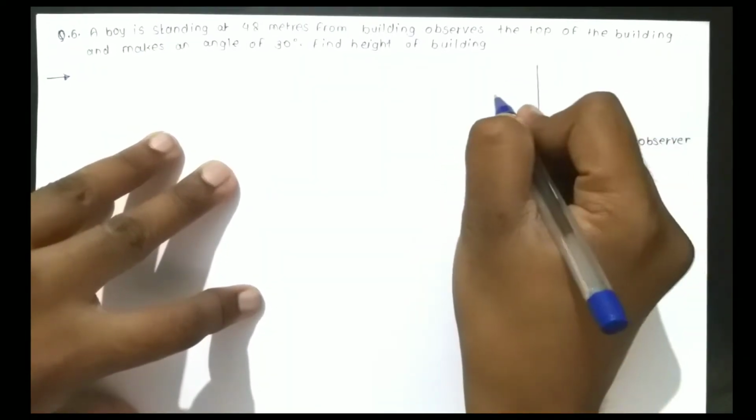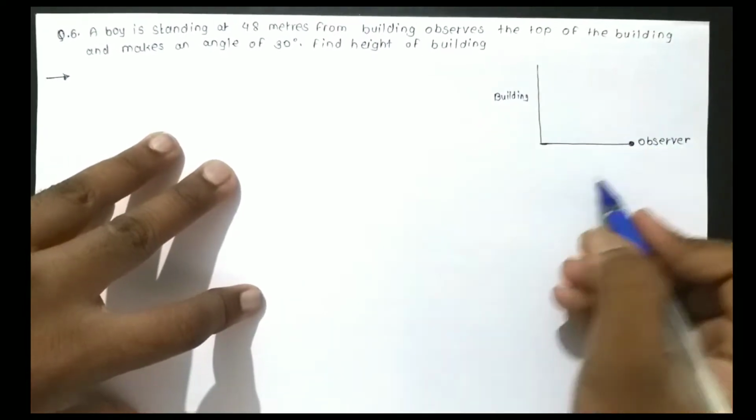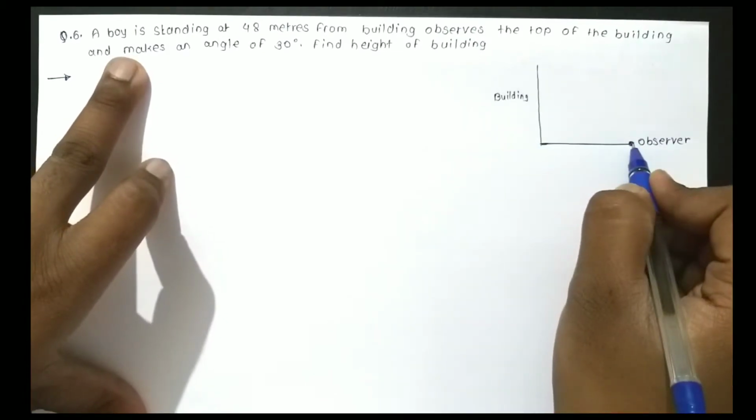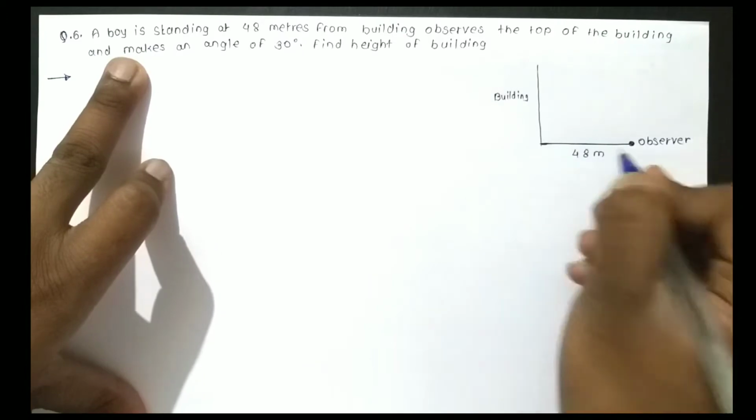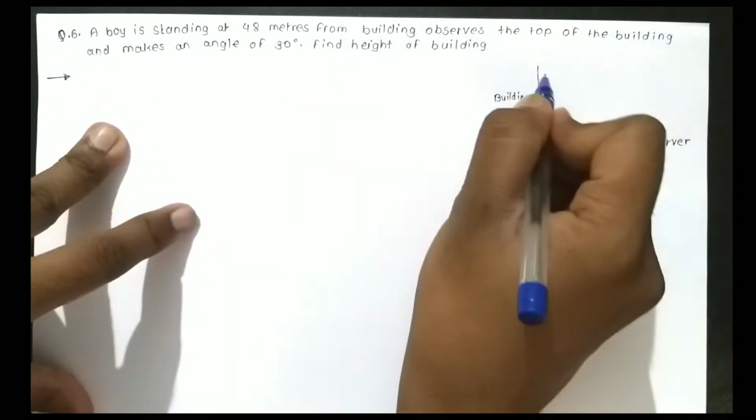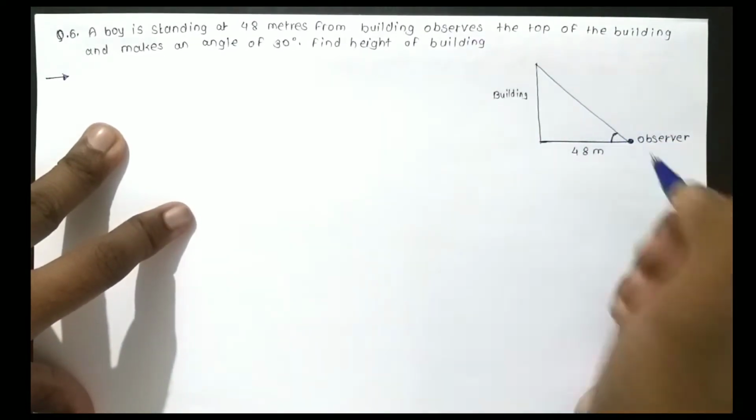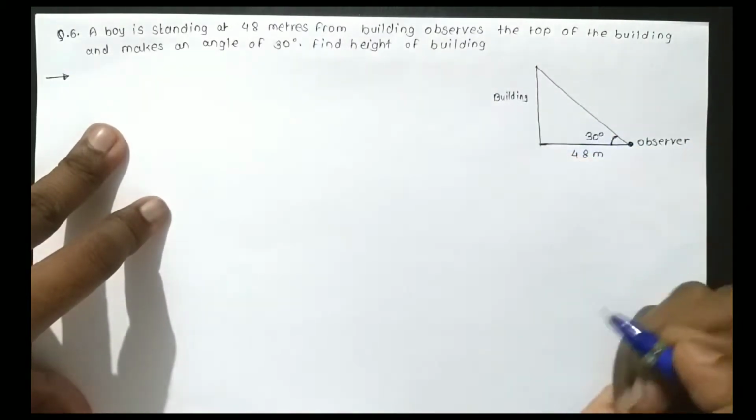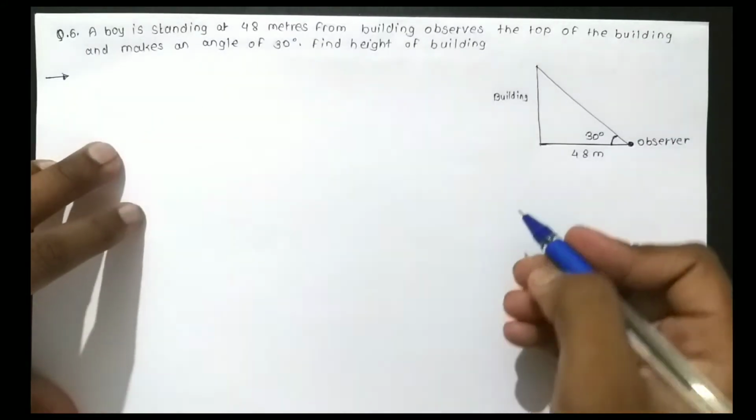And this is the building. A boy is standing 48 meter from the building. So this distance is 48 meter, and he observes the top of the building. So from here he looks upward. Top means upward, and makes an angle of 30 degree. Then find the height of the building.